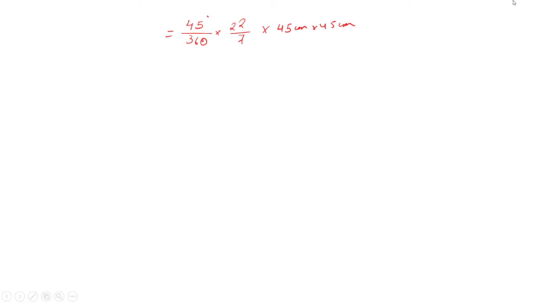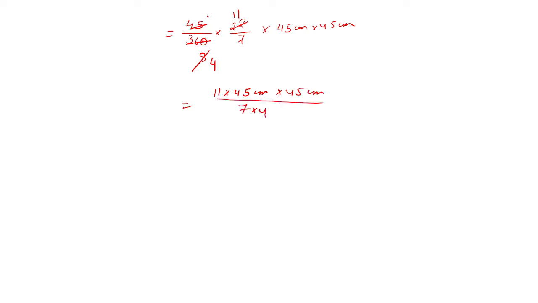So now you can do the cancellation part. Let's see. 45 into 8 is 360. 2 into 4 is 11. So this is what you have. You're left with 11 into 45 centimeter into 45 centimeter divided by 7 into 4.